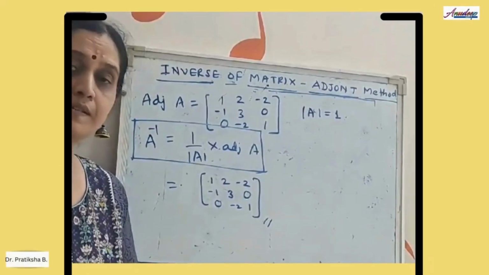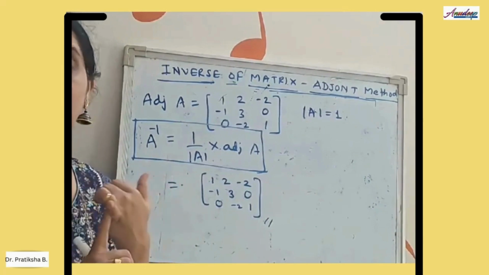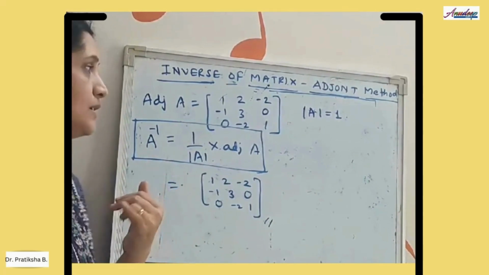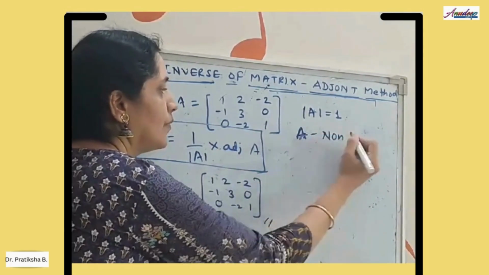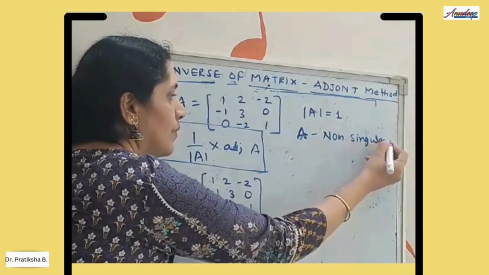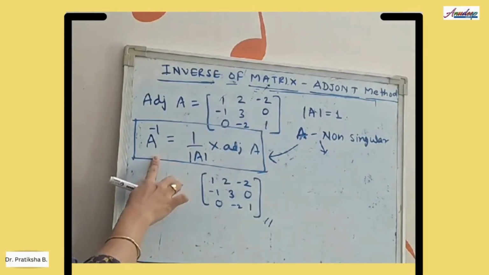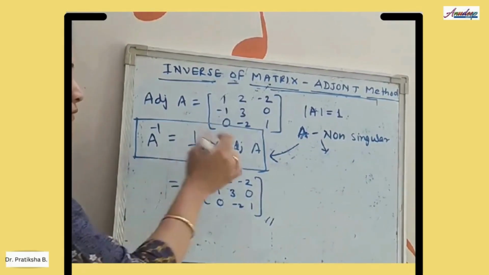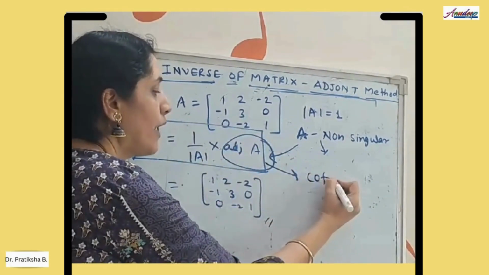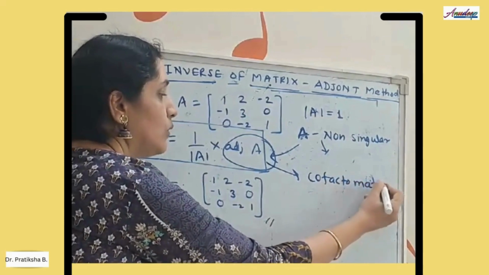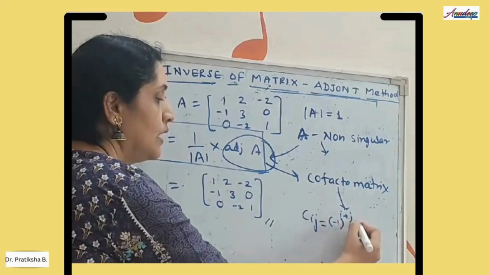So today, we discussed how to find the inverse using the adjoint method. So what are the steps? The first step is you calculate the determinant of A, that is, this matrix A should be non-singular. If it is non-singular, then only you proceed to calculate the inverse of the given matrix. When you are finding the inverse, we have to calculate the adjoint of the matrix. And for that, we need to calculate the cofactor matrix. And to calculate the elements in the cofactor matrix, we will be using the formula Cij is equal to (minus 1) raised to i plus j into Mij.